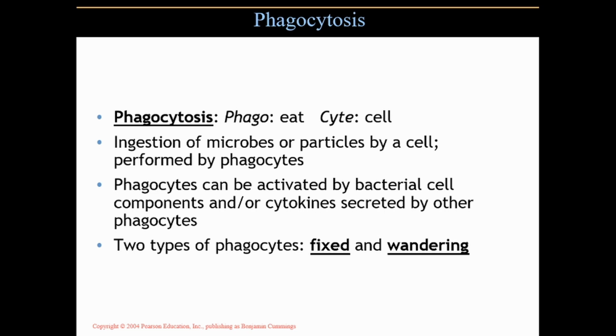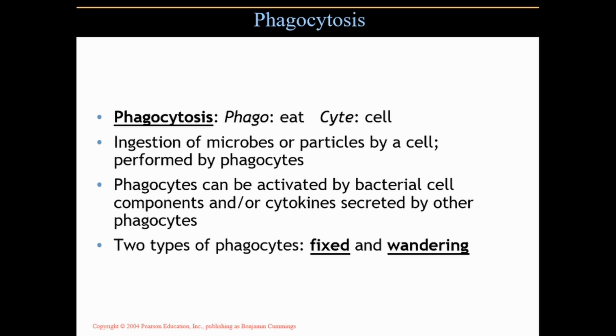Phagocytes can be activated by the bacterial cell components and/or cytokines secreted by other phagocytes. So these cytokines will attract other phagocytes to this area where the pathogens happen to be, and that just increases the number of the phagocytes. And so these guys are responding to chemical signals. And they have to. If they were just going out and eating whenever they were hungry, so to speak, that would be awful. That would be so destructive to us. So they're only responding to chemical signals that are given to them by other cells.